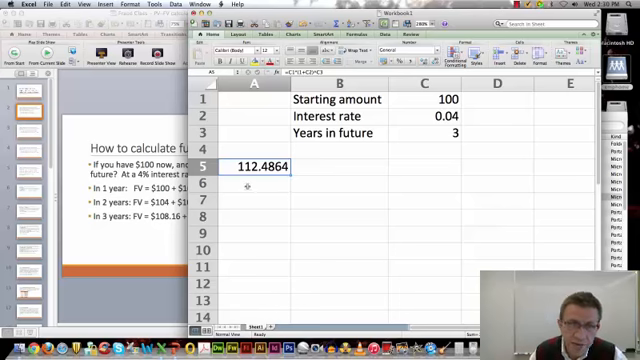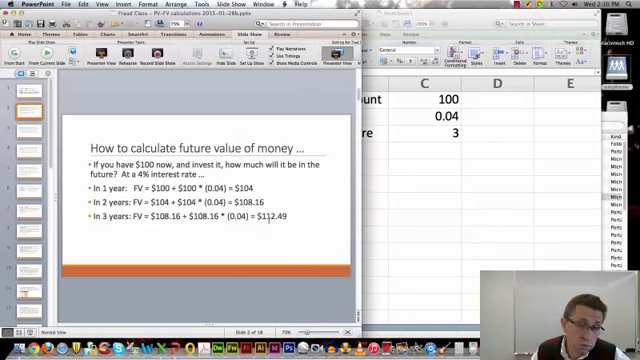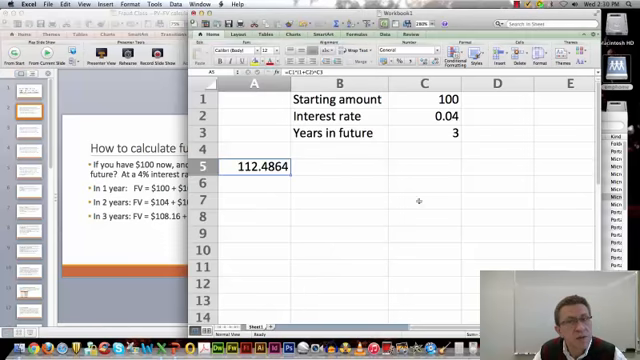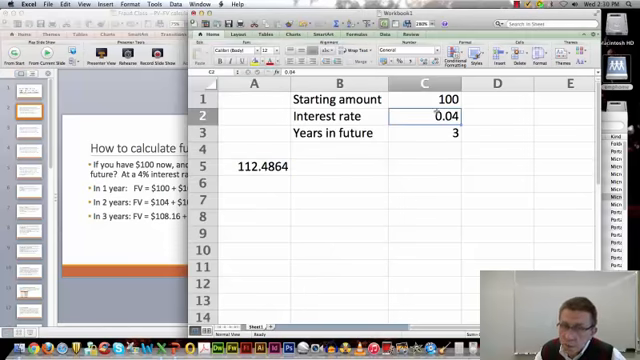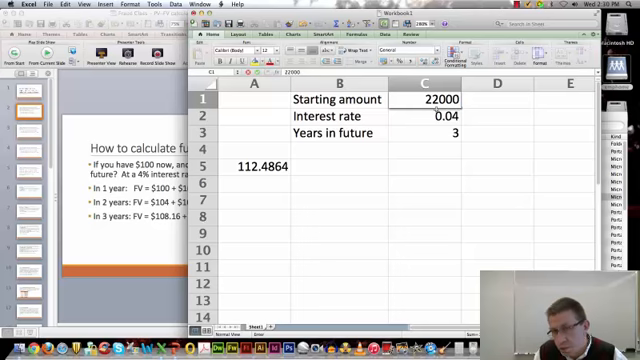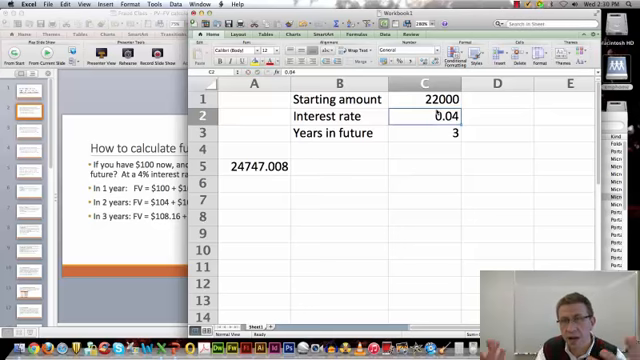$112.49, that's how much we would have at the end of 3 years. That's exactly what we found in the initial calculation. So this formula seems to hold, and the great thing about doing it in Excel is you can change things. Let's say it was $22,000, and you want to figure out, I have $22,000 saved, I'm expecting an interest rate of 4%, 3 years in the future, how much will I have? Well, $24,747 and a penny, if we're rounding to 2 cents.